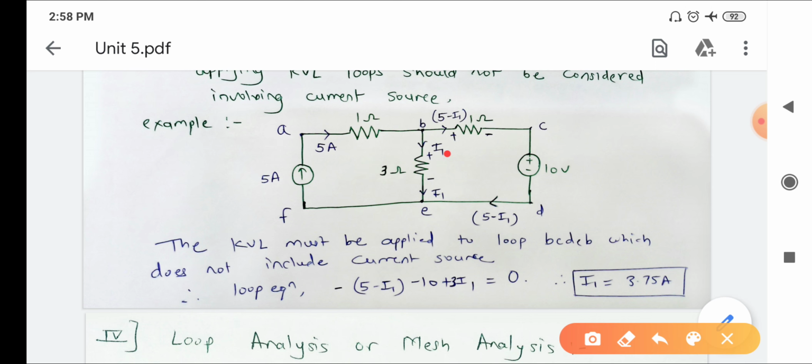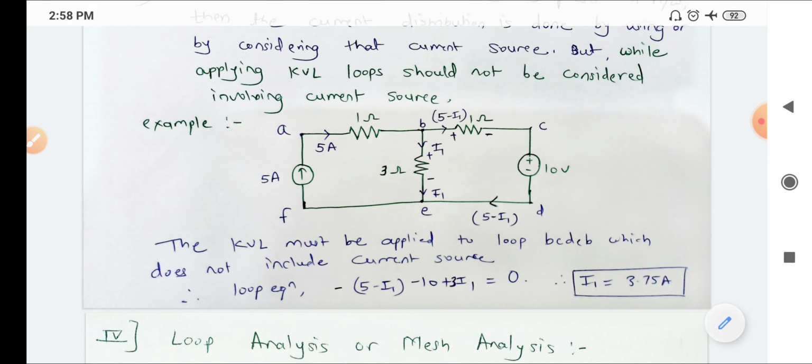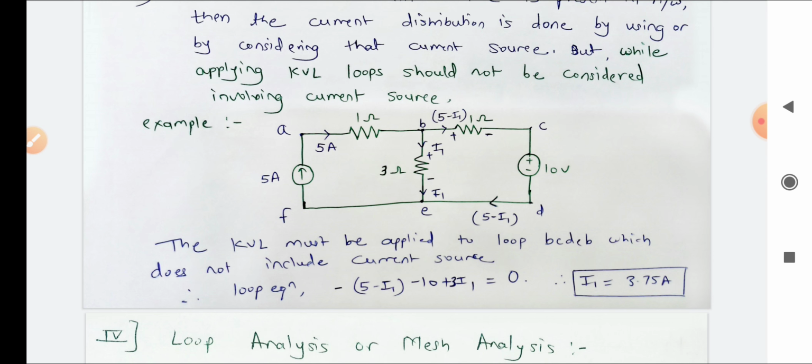So as there is one equation and one unknown, you can easily find out the current I1 is equal to 3.75 ampere. Okay, this is all about the concept of loop current and the KCL KVL theorem.